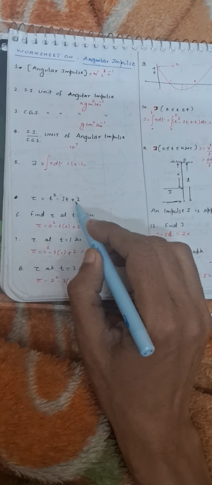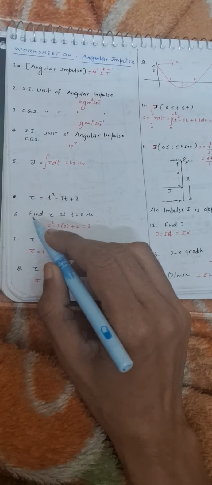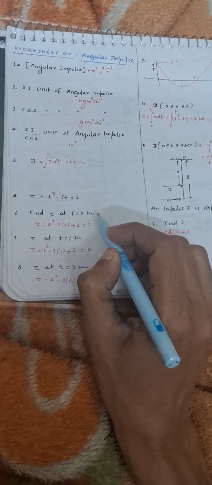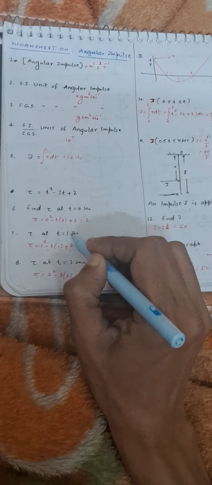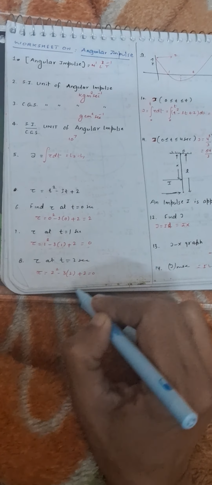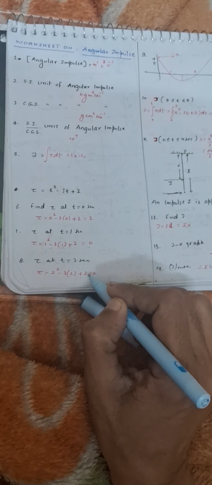Next, torque is t^2 - 3t + 2. You need to find the torque at t = 0. Substituting t = 0 here, we get torque as 2. Similarly, at t = 1, we get torque as 0, and at t = 2, we again get torque equal to 0.